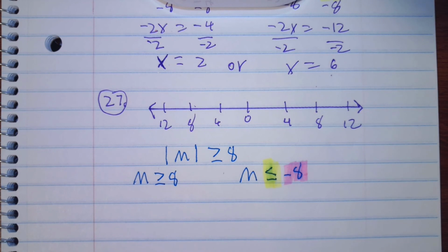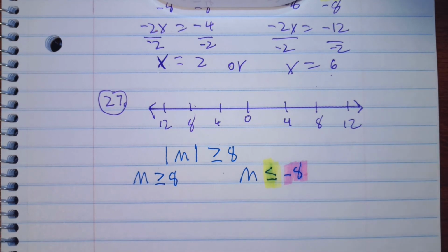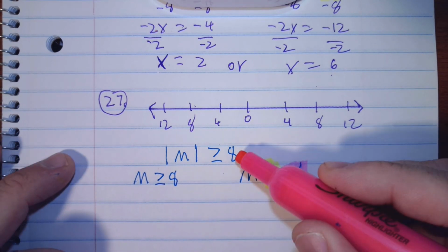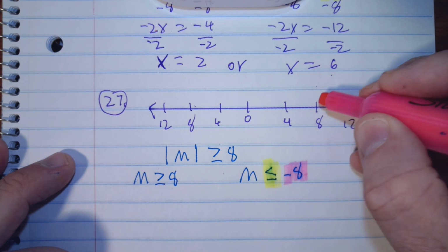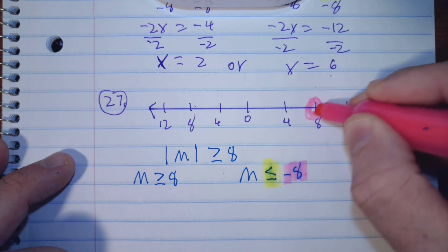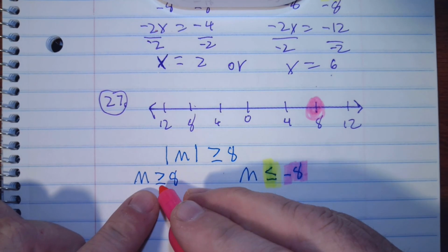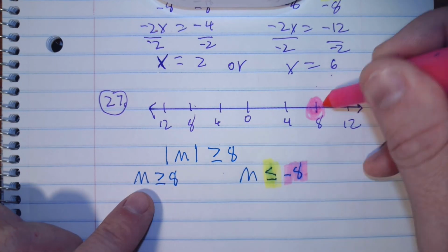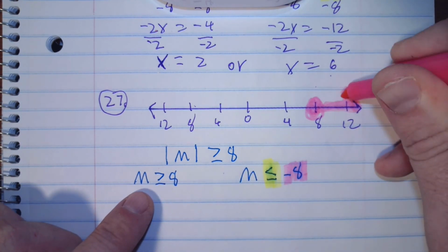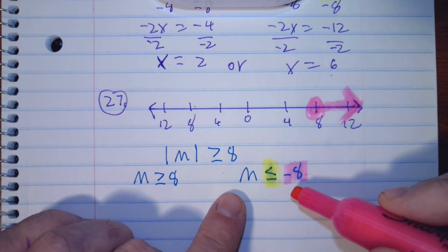So I'm going to look at this one. This one should be easy. 8. So I'm going to put a circle around 8, and I'm going to color it in. And it looks like all the greater than 8s are this way. Okay. Great. Now let's look at this one.